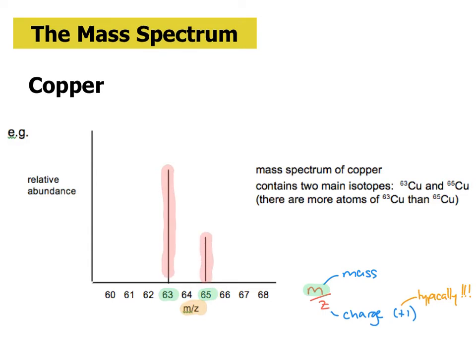And these peaks are giving us a measure of the relative abundance. So what we can see here is that for copper, there are 2 isotopes because there are 2 peaks, and that copper-63 is more abundant than copper-65 because we have a higher peak. So we're getting the relative abundance here. Now we can use that information to work out the relative atomic mass of the element.